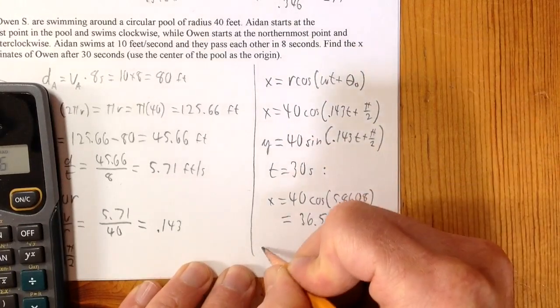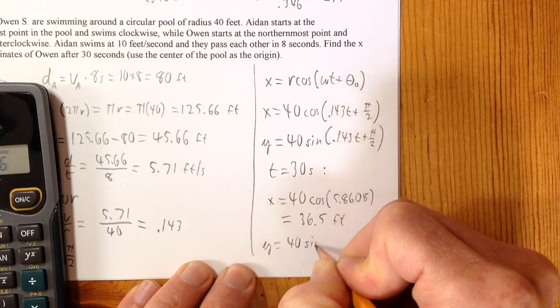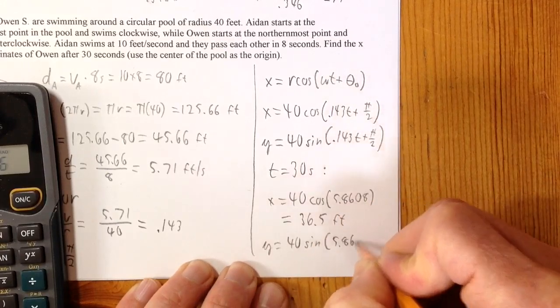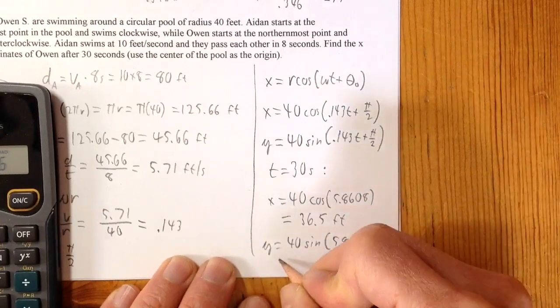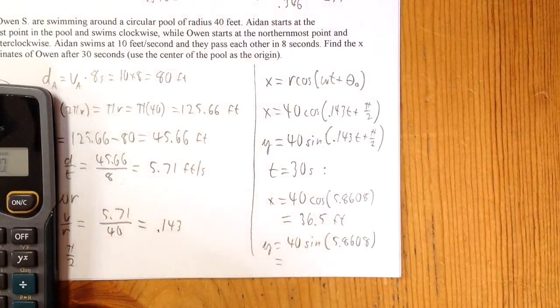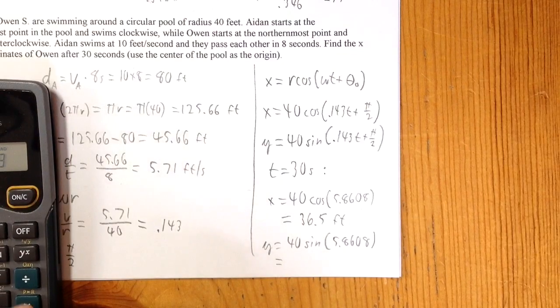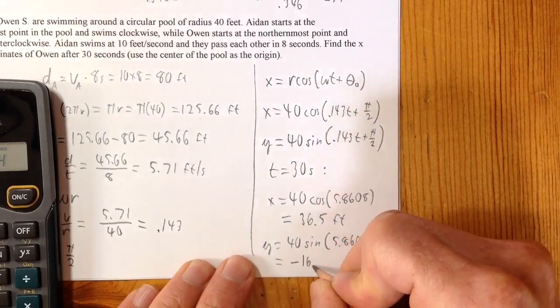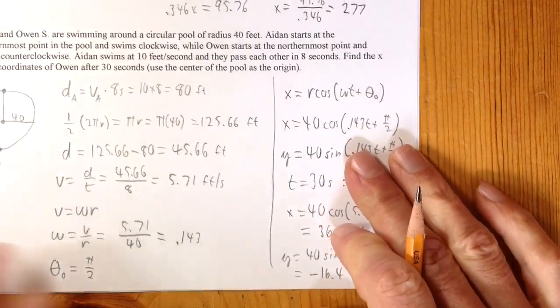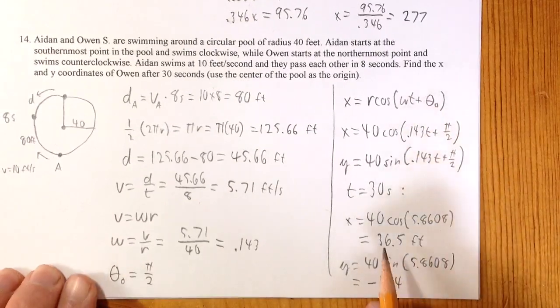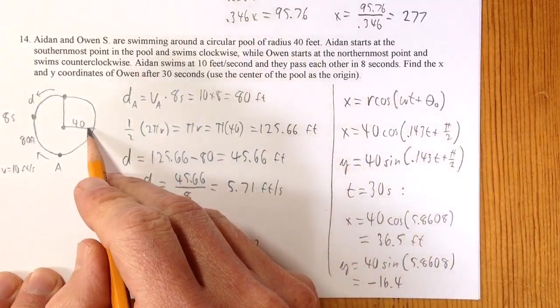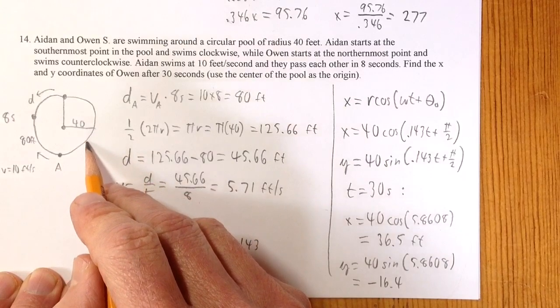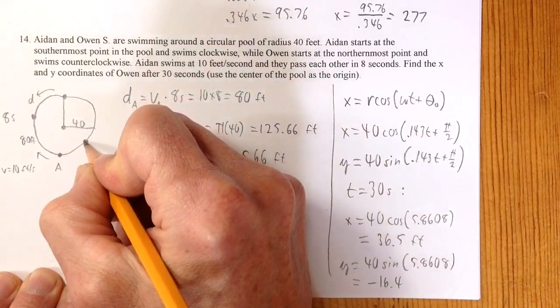That's his x coordinate, and his y coordinate is 40 sine of that same number, 5.8608. Calculator in radians, okay, times 40, so about negative 16.4. If we look at our circle, x is 36.5, so his x value is right about here, and y is negative 16.4, so down here. So after 30 seconds, Owen is somewhere out there.